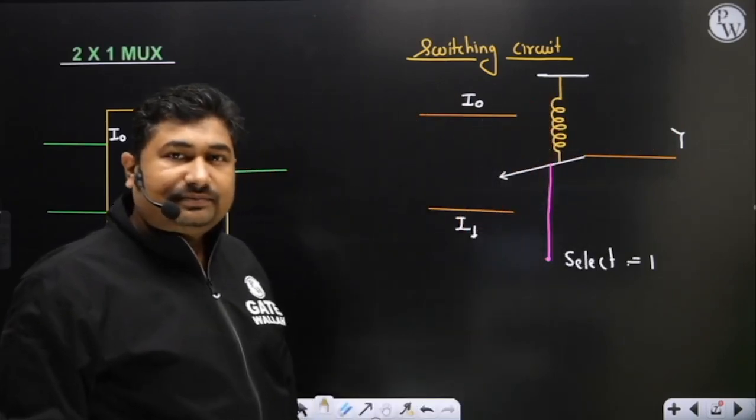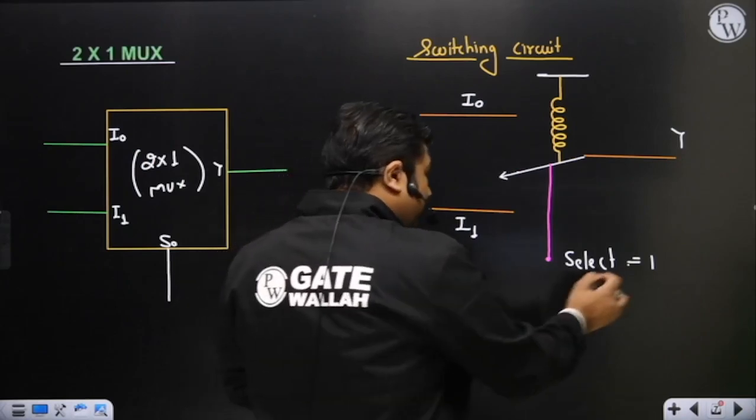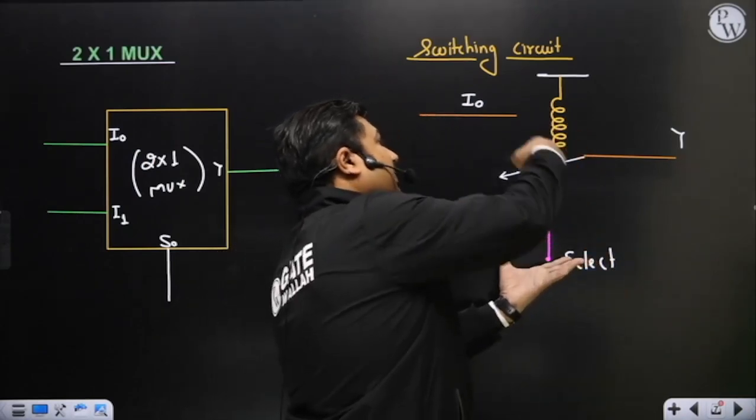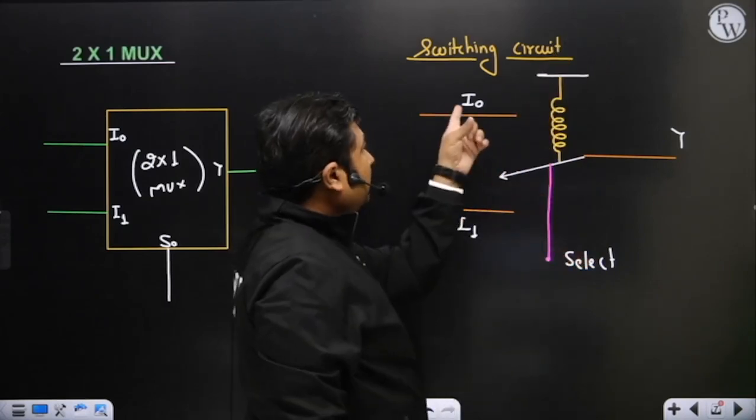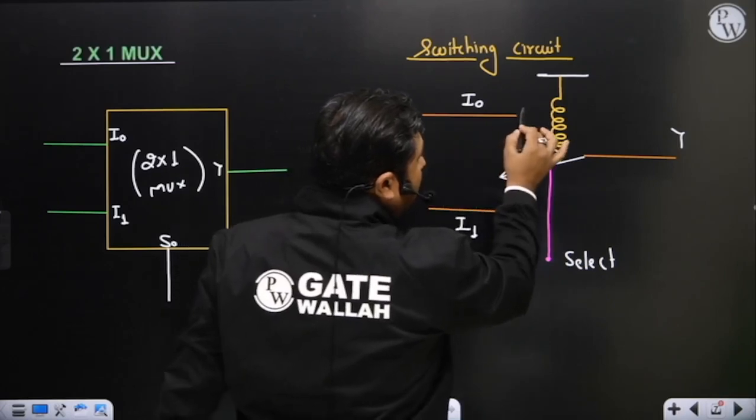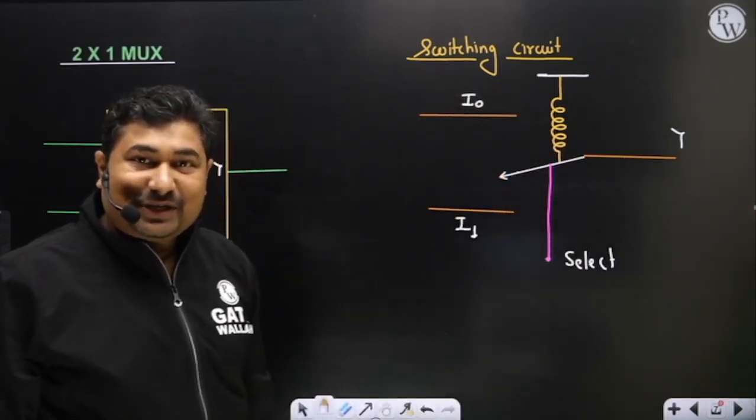Simple, sir. Great. Similarly, if I am not going to apply any force on this string, then this springs back and connects to I0. It means whatever information is on I0 is going to be transferred to output Y. Is it okay? Yes, sir.